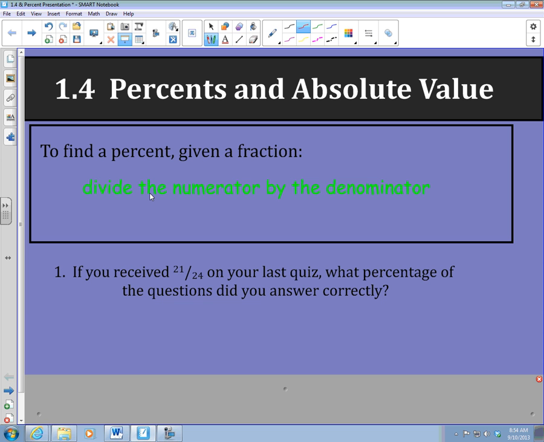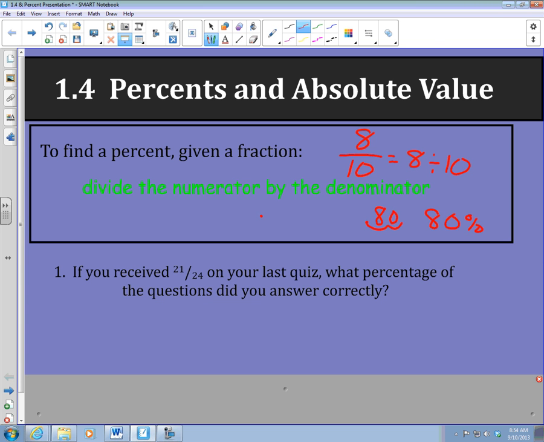Divide the numerator by the denominator. So if I had 8 out of 10, I'd take the numerator 8 and divide it by 10. On your calculator, it's just 8 divided by 10. You're going to get 0.8 as an answer. That's your decimal. To change it to a percent, you move the decimal twice, once, twice, put a little 0 in there, and that becomes 80%.